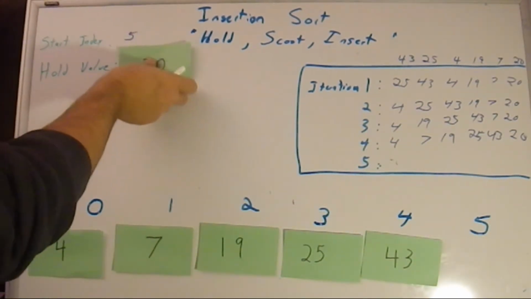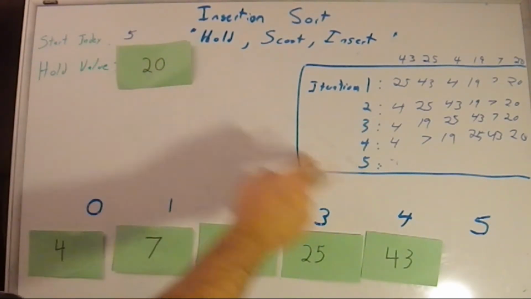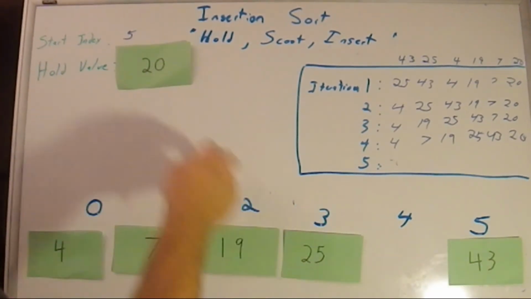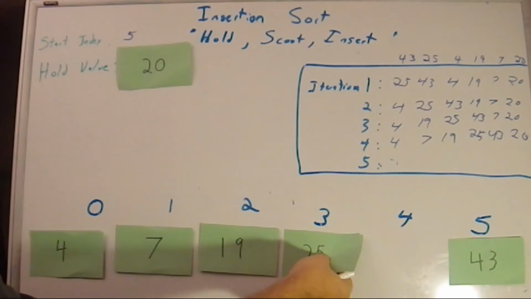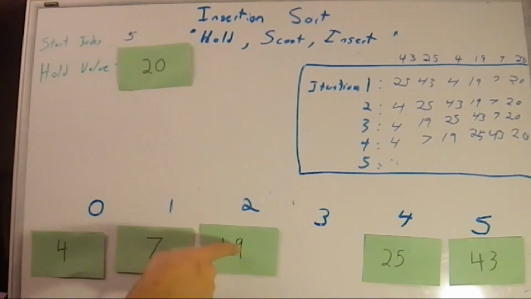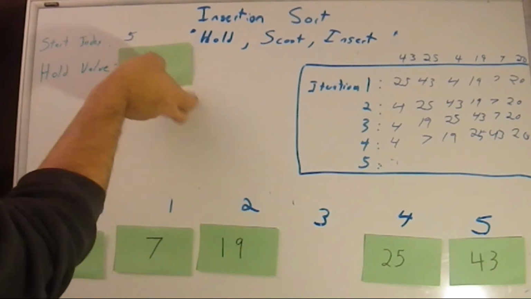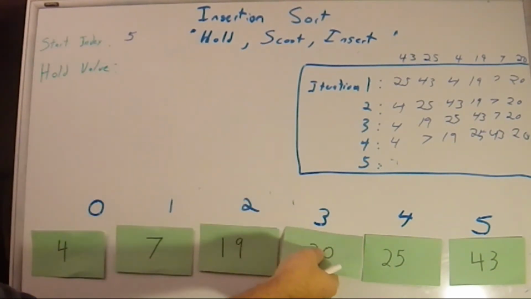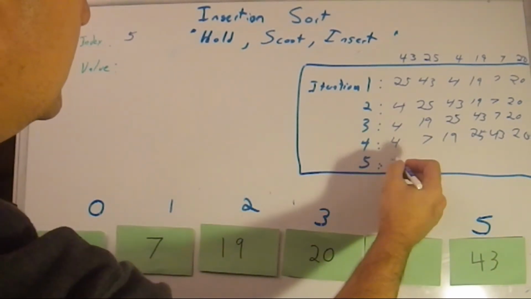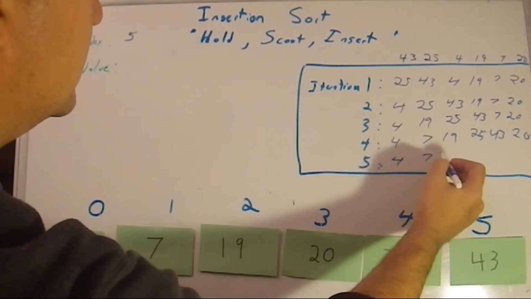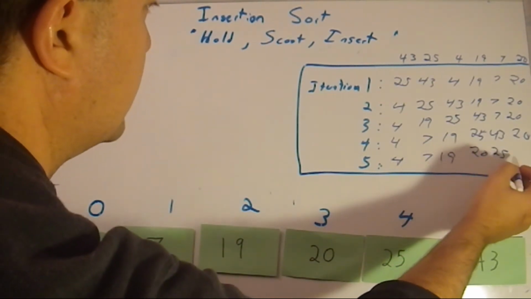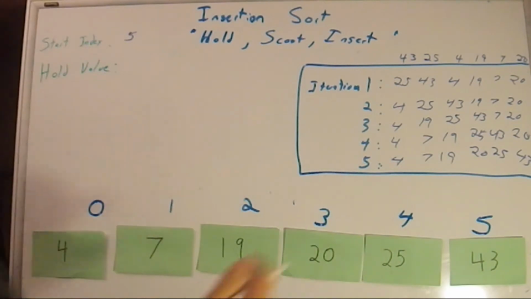Last but not least, we start with index 5. Hold that value. 20 and 43. 43 is higher, so we scoot that down. 20 is less than 25, so we scoot that down. 20 and 19. 19 is less than 20, so we found where this belongs. Insert the value, and our array is sorted at 4, 7, 19, 20, 25, and 43.